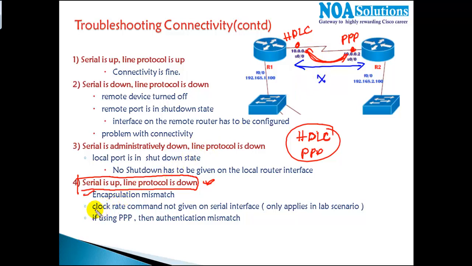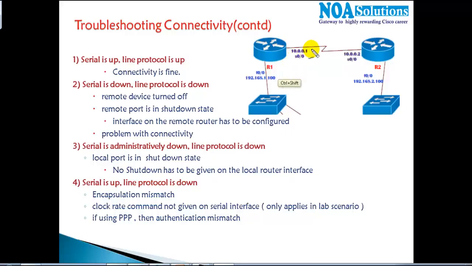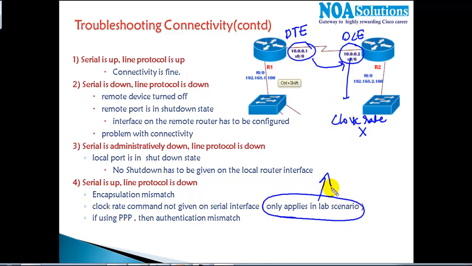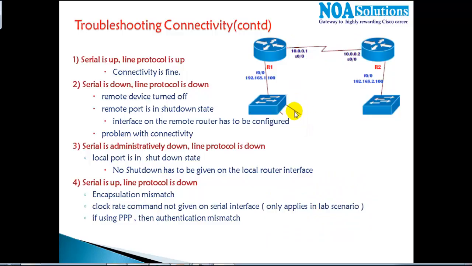Also, in lab scenarios, if I don't give the clock rate on the DCE interface, you'll see this as well. When you're using a back-to-back cable, one side will be DTE and the other side will be DCE. On the DCE interface, we need to add the clock rate command. If I don't add it, you will see this. But this applies only in the lab scenario, because in real production networks, we have real routers which do the clocking.